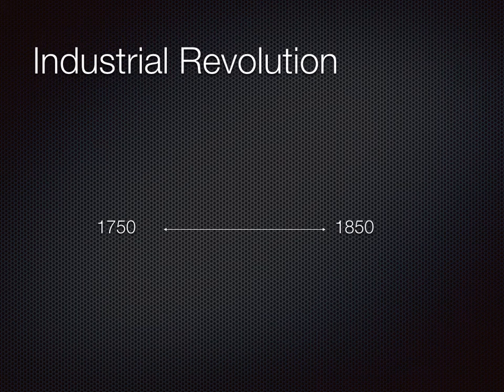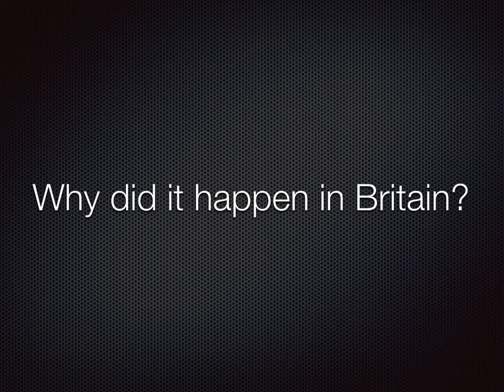Now, the time period that we generally give for the Industrial Revolution is from 1750 to 1850. There was a massive change in what society looked like during this time period. And the place most associated with the Industrial Revolution is Britain. So, why did it happen in Britain?